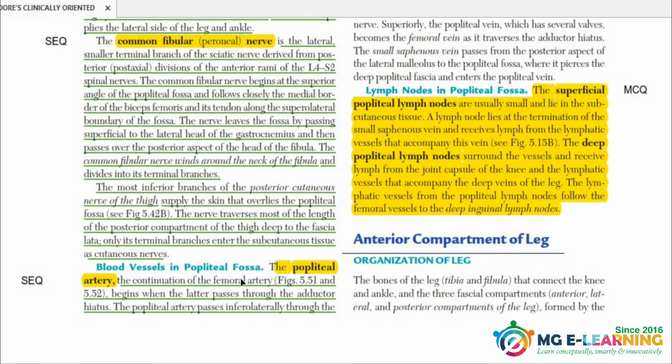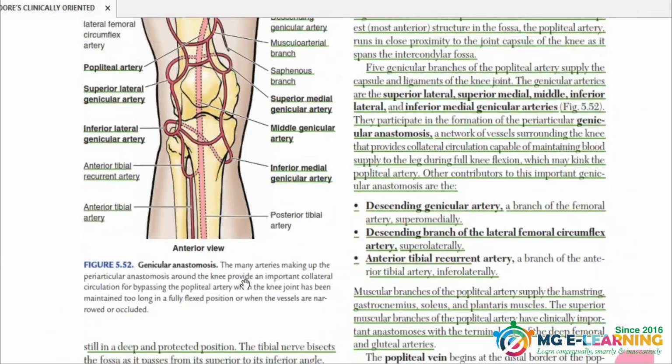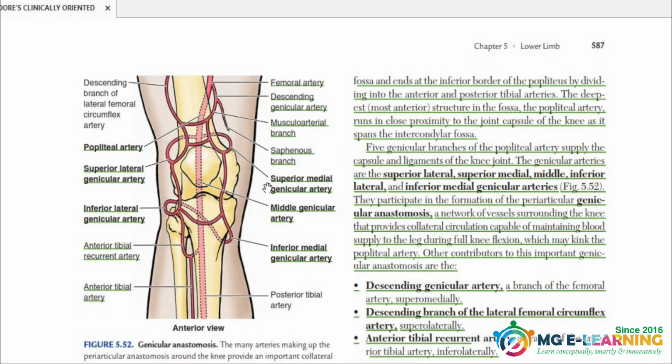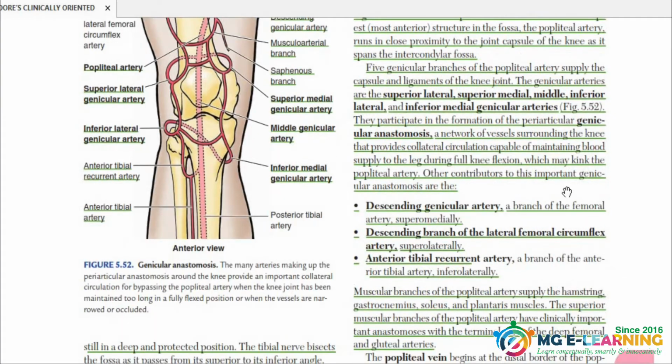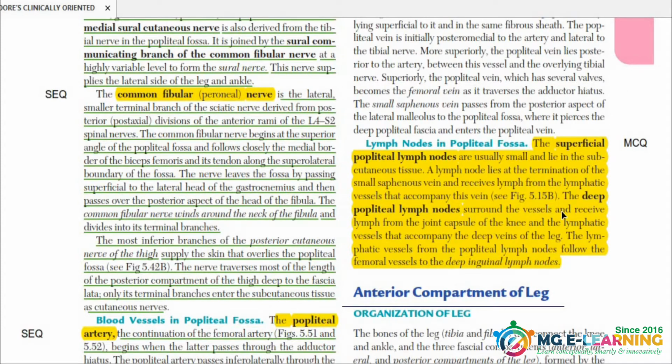Blood vessel, popliteal artery, it is also important from the SCQ point of view. And you have to know about genicular anastomosis. This diagram is important, and you have to know about the genicular anastomosis. This one. Then lymph nodes, it is important from the MCQ and SCQ point of view.